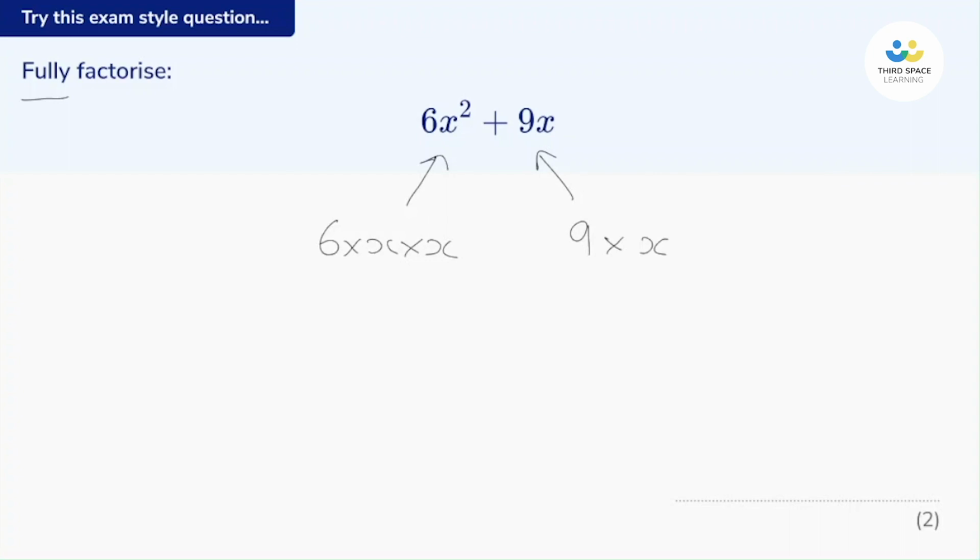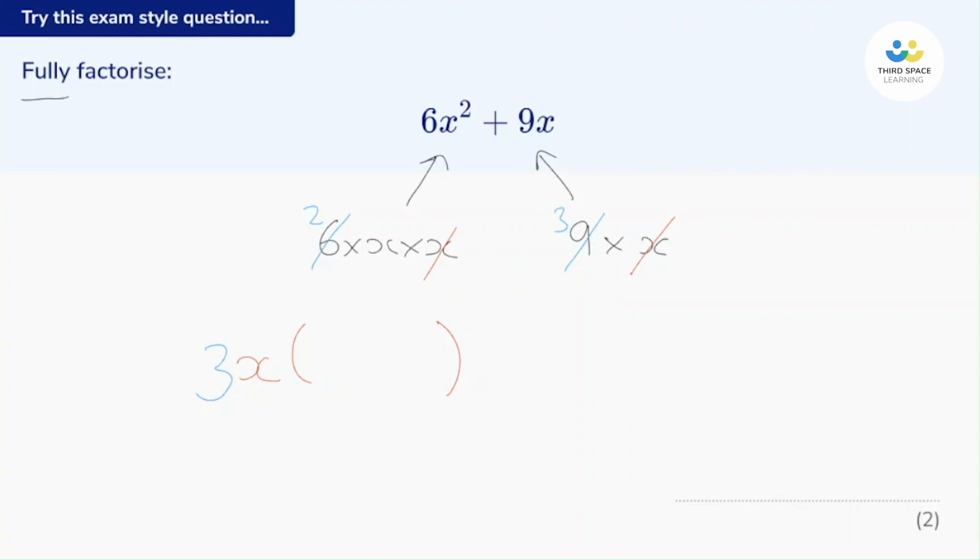Well, we can see we've got an x there and an x there. So that x can come to the front of a pair of brackets. Now, there aren't any more letters in common in both of those terms, but we do have some numbers. We have a 6 and we have a 9. Well, the biggest number that will go into 6 and 9 is 3. 3 into 6 goes twice, and 3 into 9 goes 3 times.